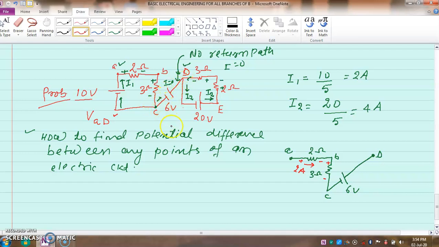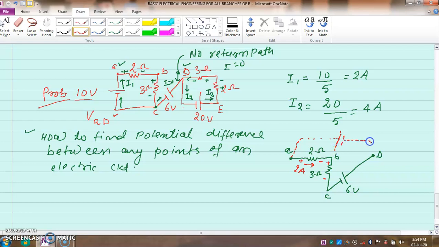So for this, just consider a fictitious voltage source. I am going to draw a fictitious voltage source. We have to find the voltage between A and D. So you draw A point as higher potential and B point at lower potential.